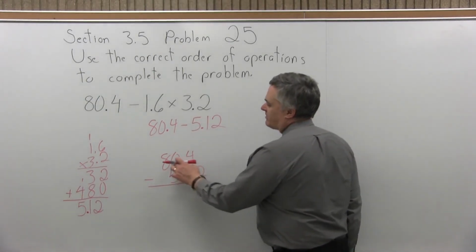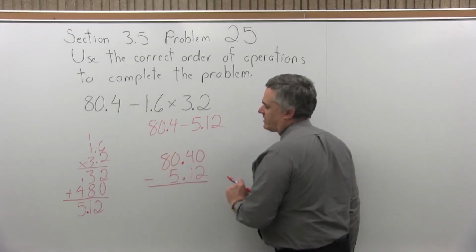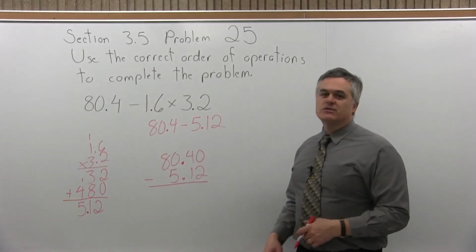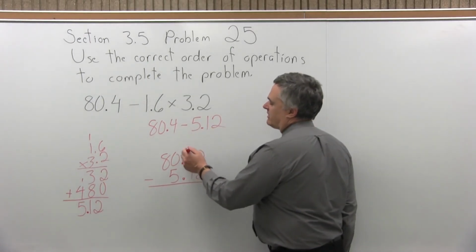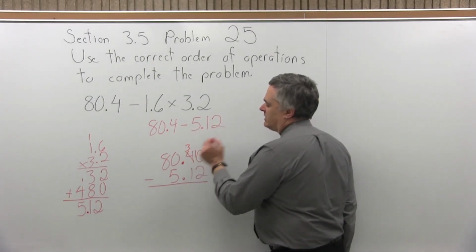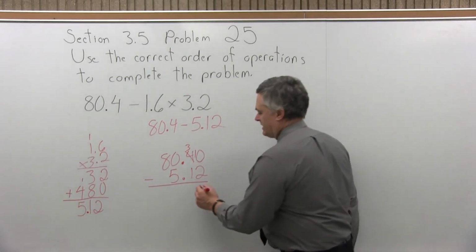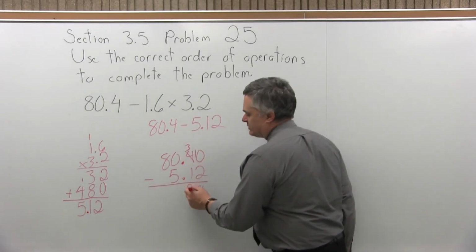So to make it line up, that 80.4, let's just make it an 80.40. Now they line up very nicely. Now I can subtract. So 0 minus 2, the 2 is too big. I can't do that subtraction, so I need to borrow. So cross off the 4, bring it down to a 3. The 0 can now be written as a 10. Now I do 10 minus 2, that's 8. Then the next column, 3 minus 1, that's 2.